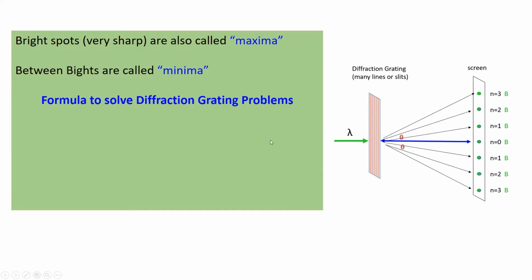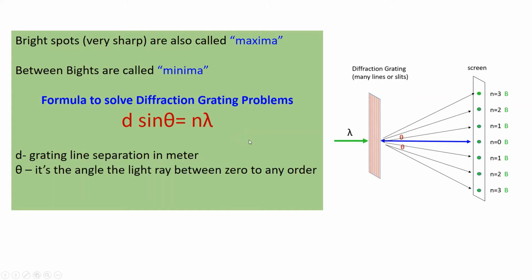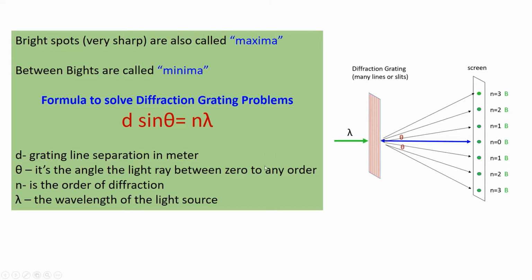The formula to solve diffraction grating problems is this one, where d is the distance between slits or the line separation in meters. Theta is the angle the horizontal line makes with any order. n is the number of the order of the diffraction, and lambda is the wavelength of the light source.